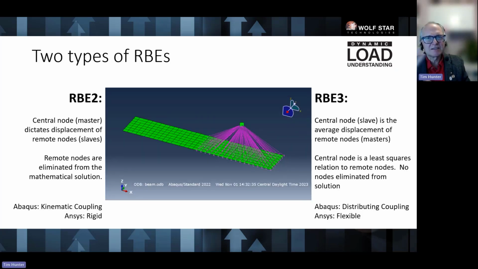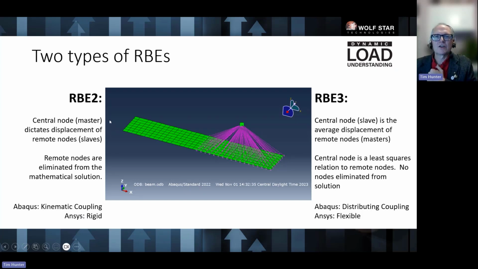Now with RBEs, you've got two different flavors, and the Nastran terminology is RBE2 and RBE3. An RBE2 is one where the central node here is the master, and it dictates the displacement of the remote nodes, which are called the slave nodes. What's interesting with an RBE2 formulation is that the solver basically eliminates the remote nodes from the mathematical solution. These remote nodes are taken out of the stiffness matrix because it's all being dictated by this one point through a transformation.